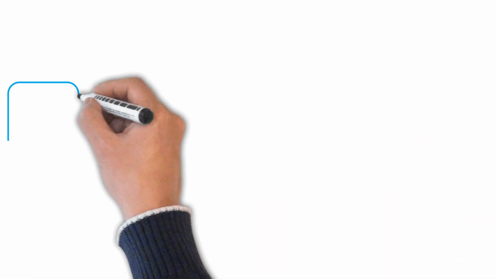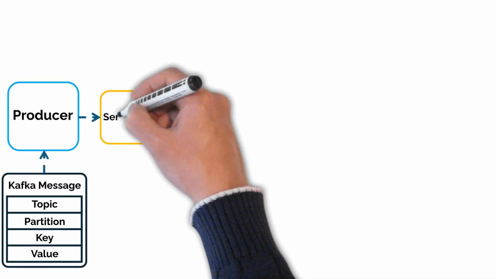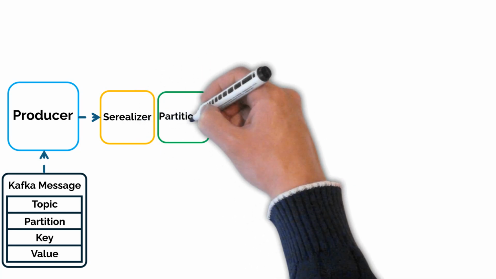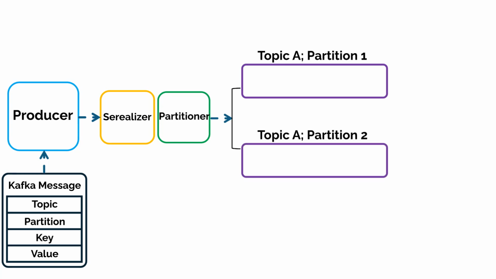So now let's take a look into producers. Kafka producers are responsible for publishing events to Kafka topics. When a producer sends an event, Kafka determines which partition it should go to based on the partitioning strategy. If a key is provided, Kafka uses a hashing function to consistently assign events with the same key to the same partition. If no key is provided, Kafka distributes events in a round-robin fashion for load balancing.